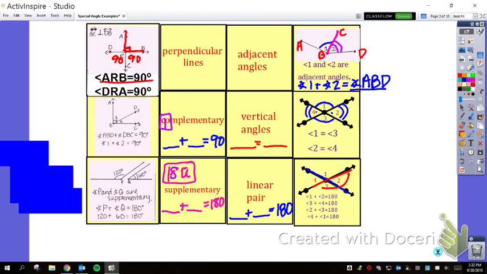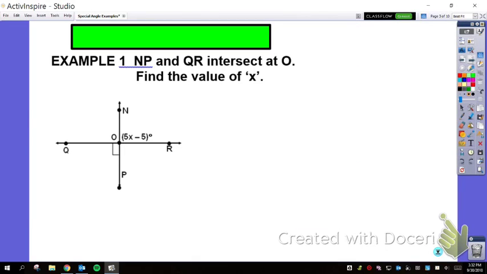So we're going to look at some examples where we have to solve for x. If we look at example 1, it says MP and QR intersect at point O. Find the value of x. Now if you look at this picture, you see that we have this little box, which means we know that angle is 90 degrees.